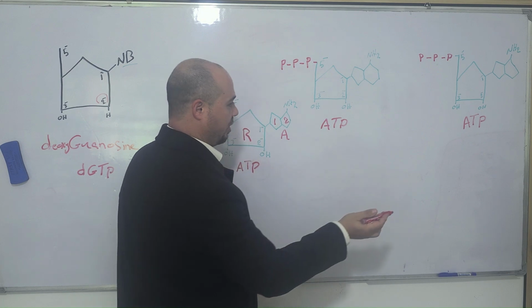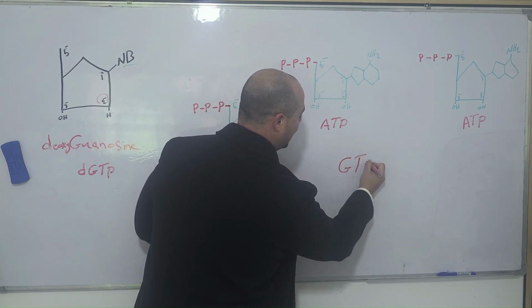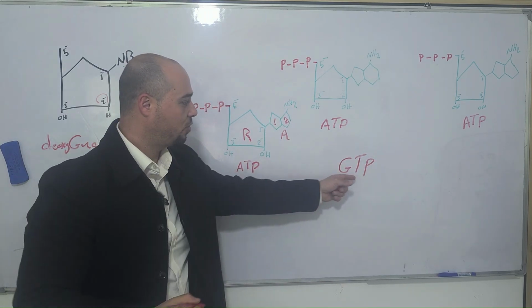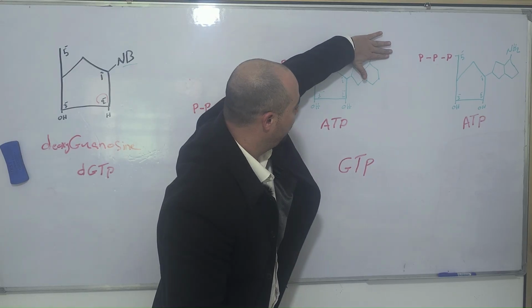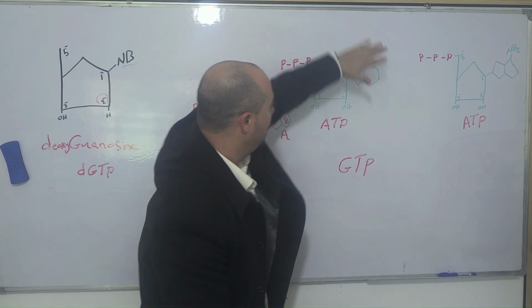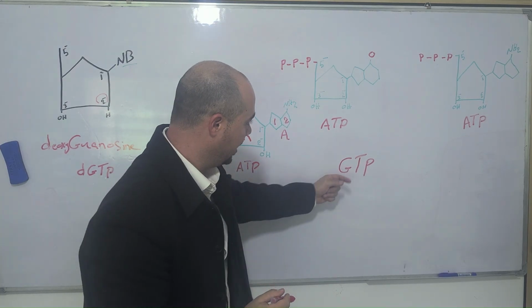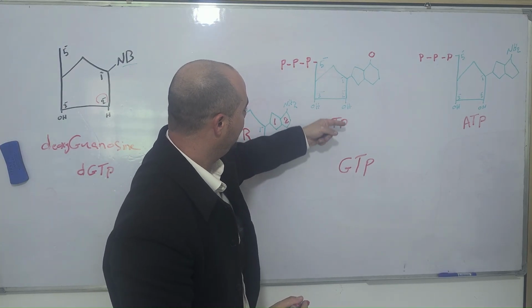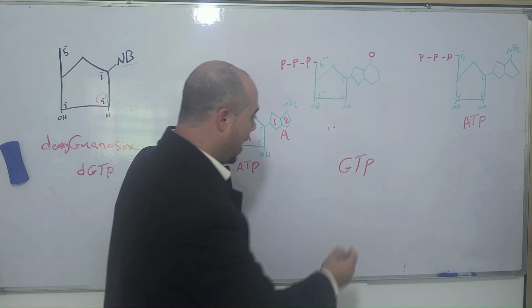What's the energy currency going to be? It's not going to be ATP. Actually, mostly it's going to be GTP, right? Guanosine triphosphate. And we know that, if you want to make a guanosine triphosphate, just remove the amino group and put an oxygen there, right? And now you have GTP. And so this becomes GTP, not ATP, and you can use it for protein synthesis, right?